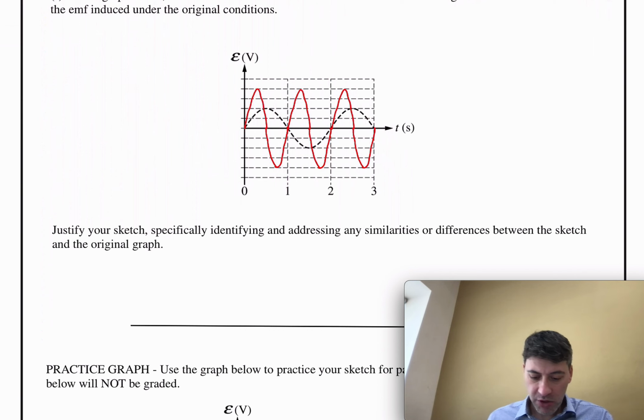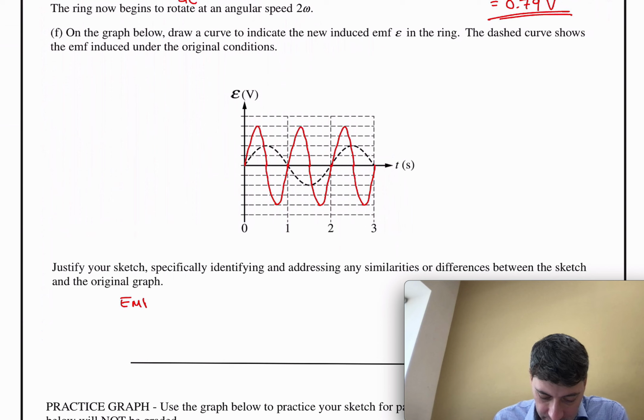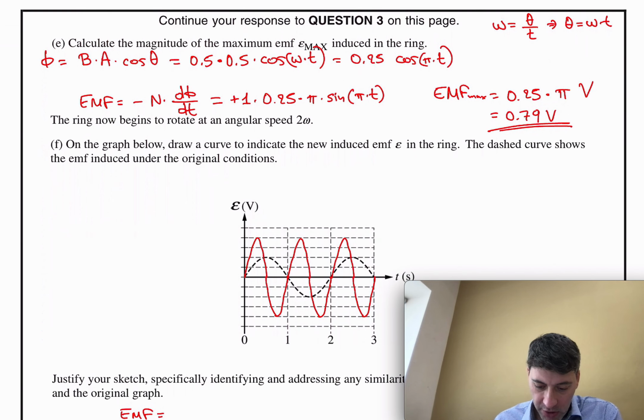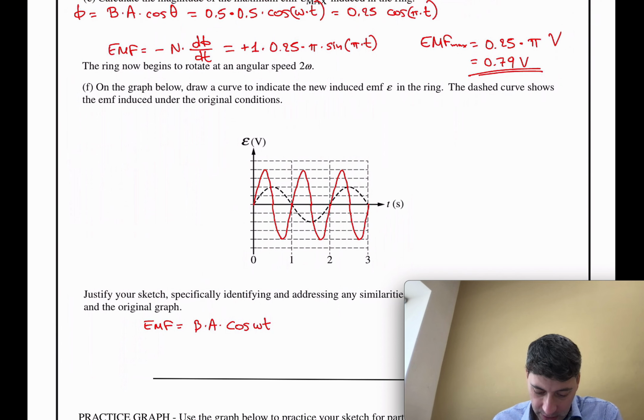Justify your sketch. So we need to mention this. The EMF is what we said before. It was B times A times cosine of omega t. Okay, this was the EMF. All right. Actually, sorry, this was the magnetic flux. The EMF was B times A times omega times sine of omega t.